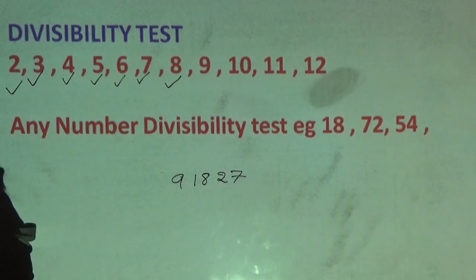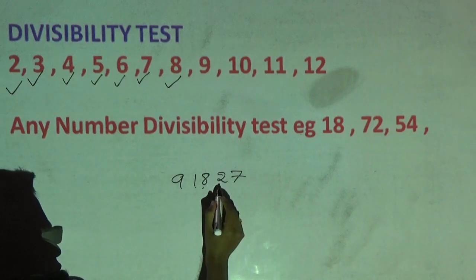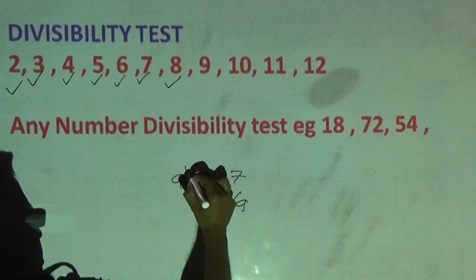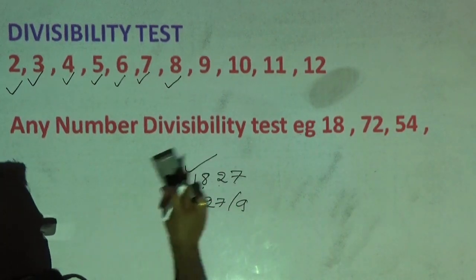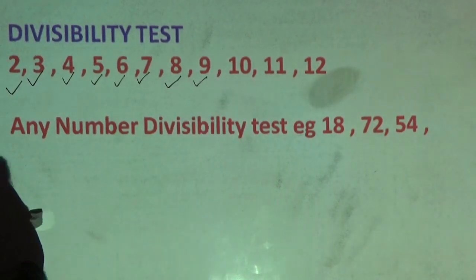Now, I want to check whether this number is divisible by 9 or not. Okay, 9 plus 1 is 10, 10 plus 8 is 18, 18 plus 2, 20, 27. So, 27 is divisible by 9, 9 3s. So, the entire number is divisible by 9. The sum of all the digits is divisible by 9, so the number is divisible by 9.